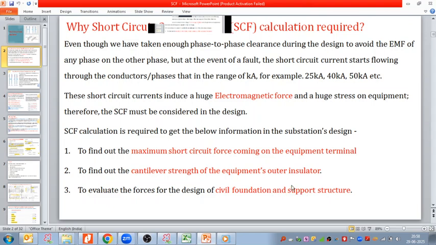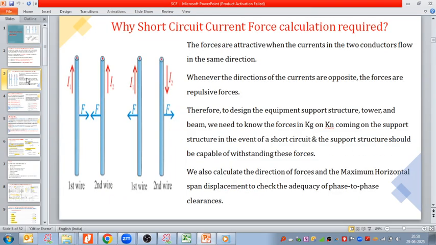In order to do that, we need to calculate the force due to the short circuit current, and this short circuit current induces a huge electromagnetic force. That we are going to calculate. I hope I am clear. If not, let us see it another way. These short circuit forces are attractive when the currents in two conductors flow in the same direction, as we have already seen. Whenever the directions of current are opposite, the forces are repulsive, as we can see in this image.